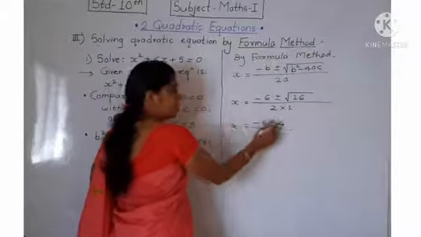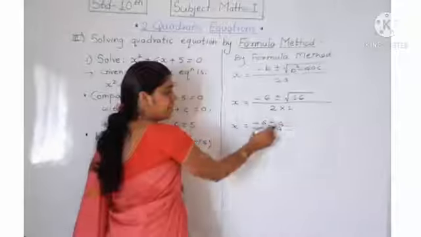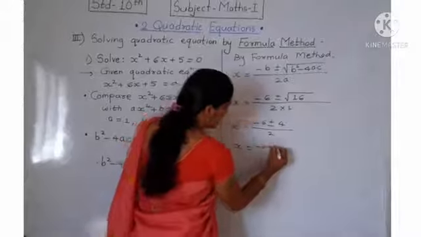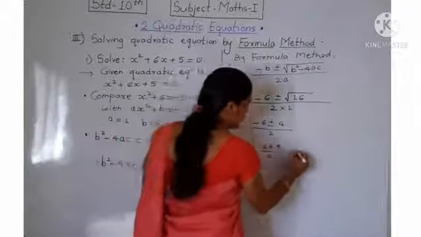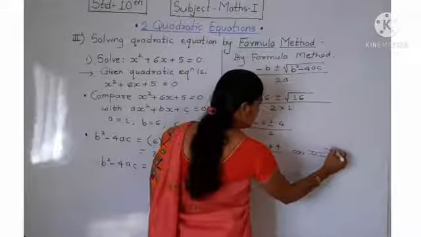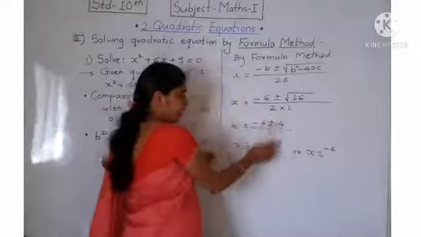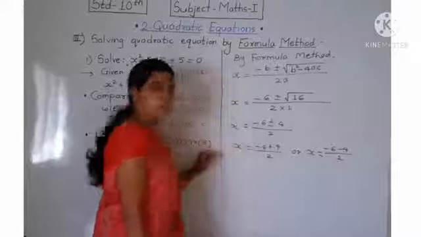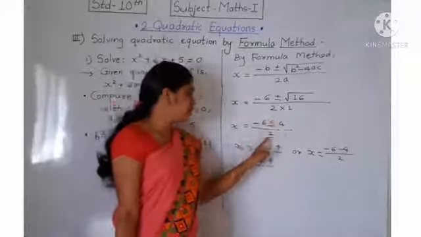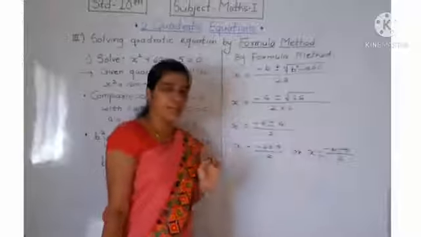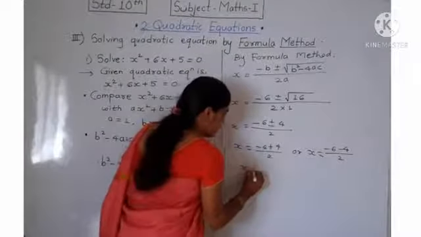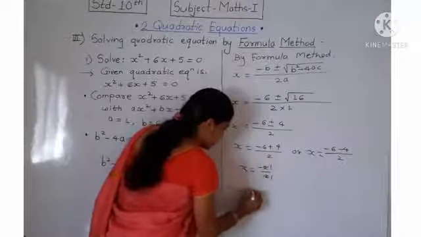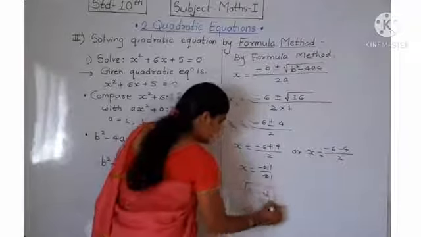So take one time plus and one time minus. Therefore, x is equal to minus 6 plus 4 upon 2, or x is equal to minus 6 minus 4 upon 2. Because it is a quadratic equation, it has 2 roots. Here take plus, here take minus. So x is equal to minus 6 plus 4, which is minus 2, upon 2. 2 ones are 2. Therefore, x is equal to minus 1.